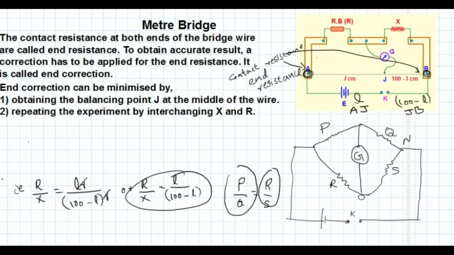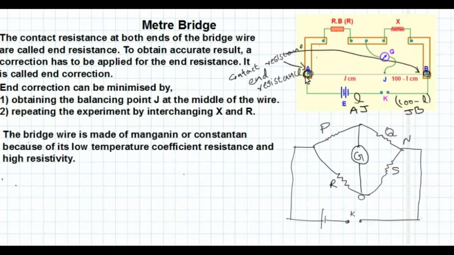Then next, repeating the experiment by interchanging the X and R. So by interchanging the values of X and R, we can minimize the end correction. So these are the two steps that we are employing to minimize the end correction.